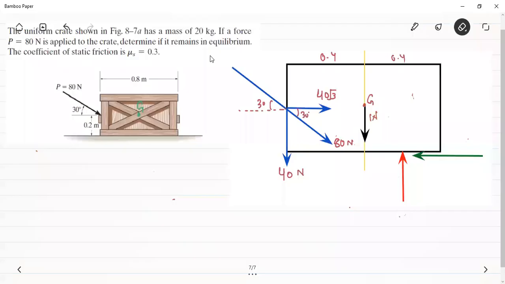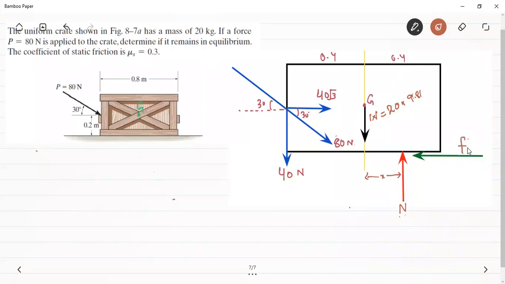The weight, another force that is here is the weight of this block, that will be equal to mg, and mass here is given as 20. Therefore, this will be equal to 20 into 9.81. Let's assume that this is the value of the normal reaction, and it is assumed that it is acting at some distance x from the line of action of the weight. Another force that will be here will be the friction force.